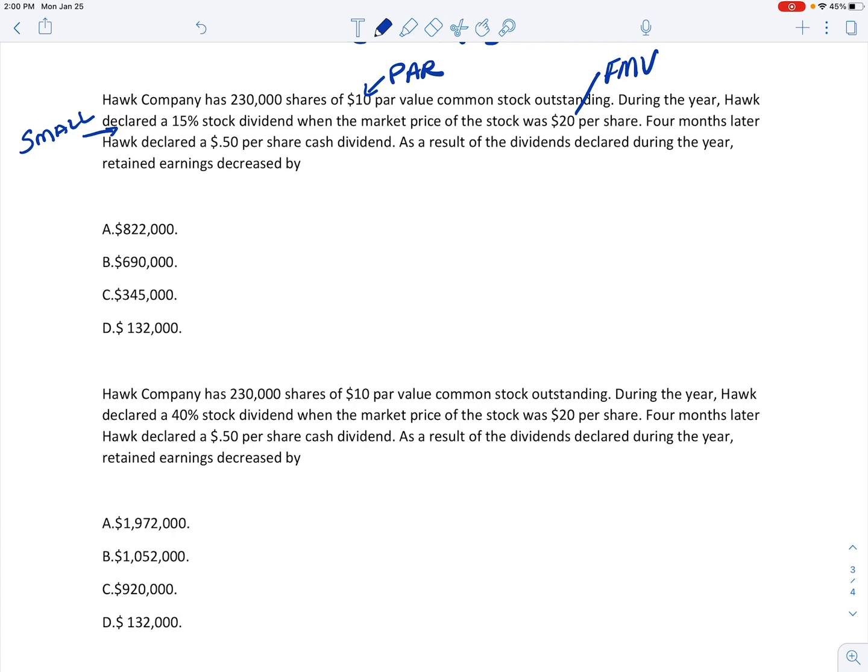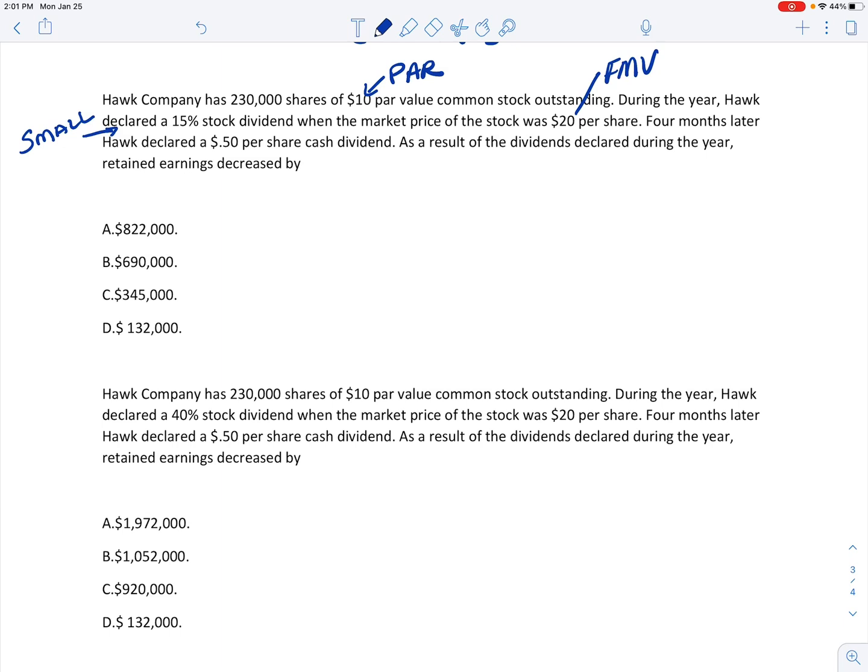And then they're later declaring a cash dividend. So they want to know, what is the total impact on retained earnings? So we really can just do those journal entries we just did in that homework problem and then look at how it impacts our retained earnings.